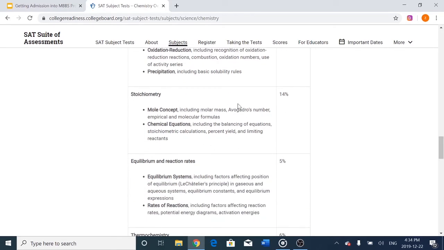You're gonna have to know the molar mass, Avogadro's number, empirical and molecular formulas. As I told you before, they'll give you a periodic table and it won't actually have molar masses on there, because sometimes molar masses vary from periodic table to periodic table. So when they're asking you to do simple stoichiometry on your exam, they're actually going to give you the molar mass in the question. So you gotta know that.